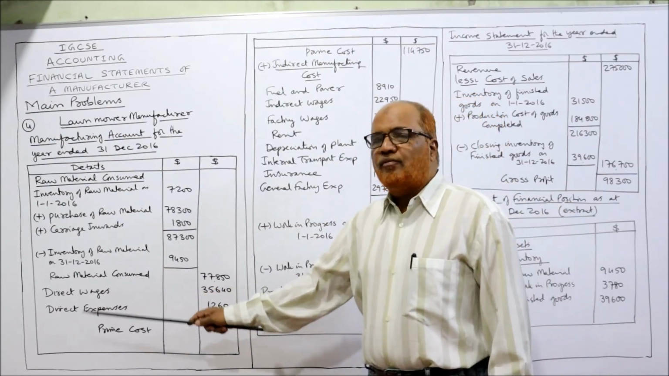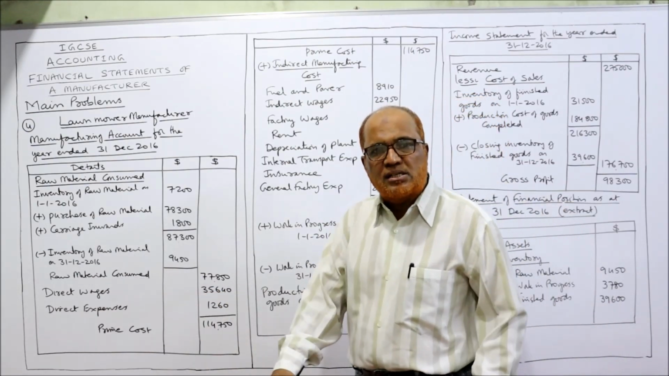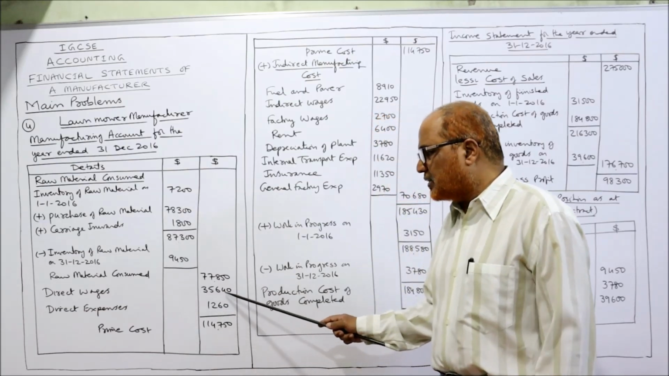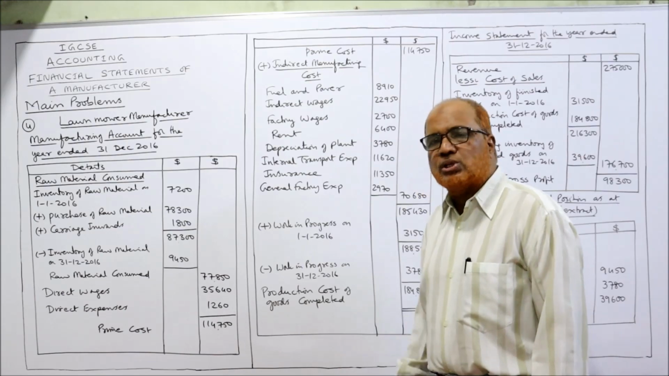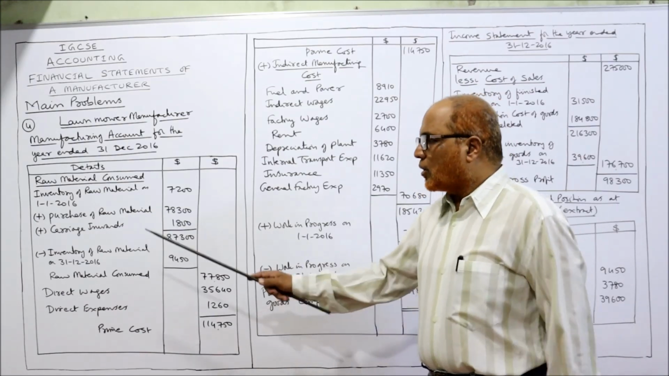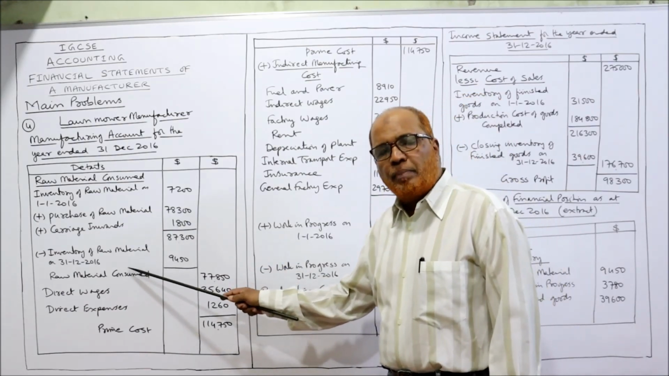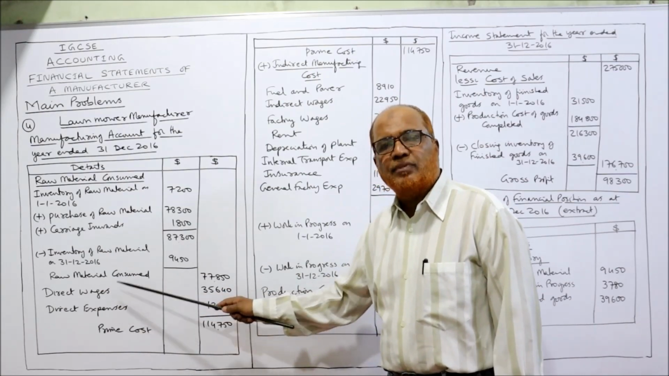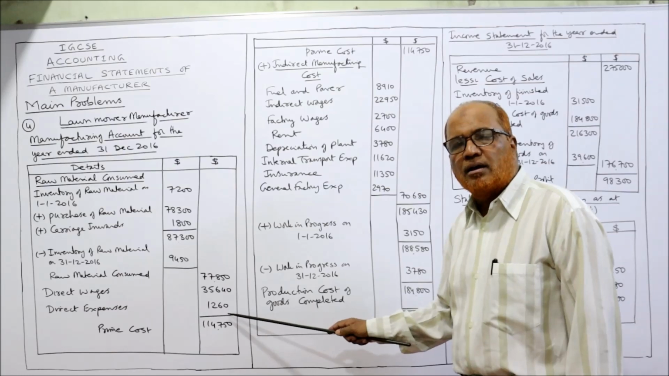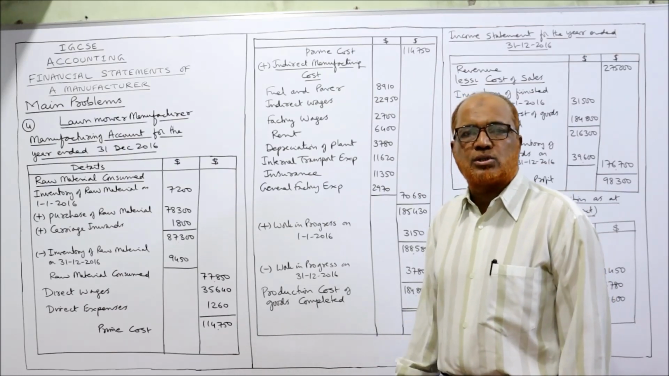To raw material consumed we add direct wages. It is given in the problem, direct wages are 35,640 and direct expenses are 1,260. So remember, raw material consumed plus direct wages plus direct expenses, these three combined together constitute prime cost.